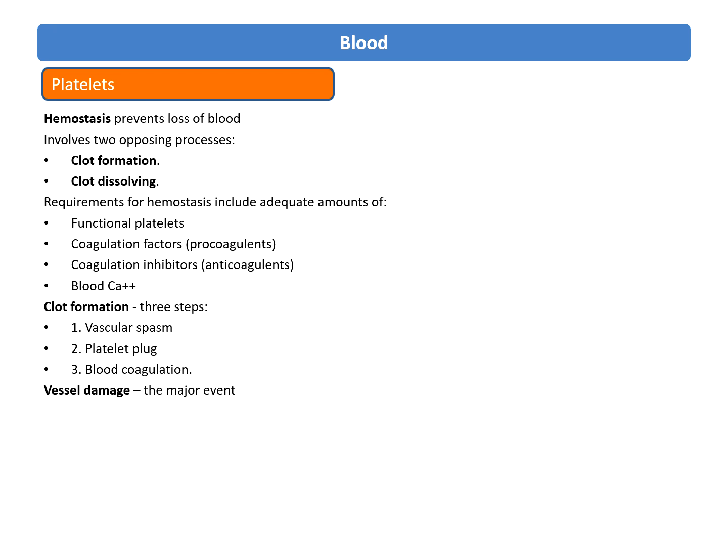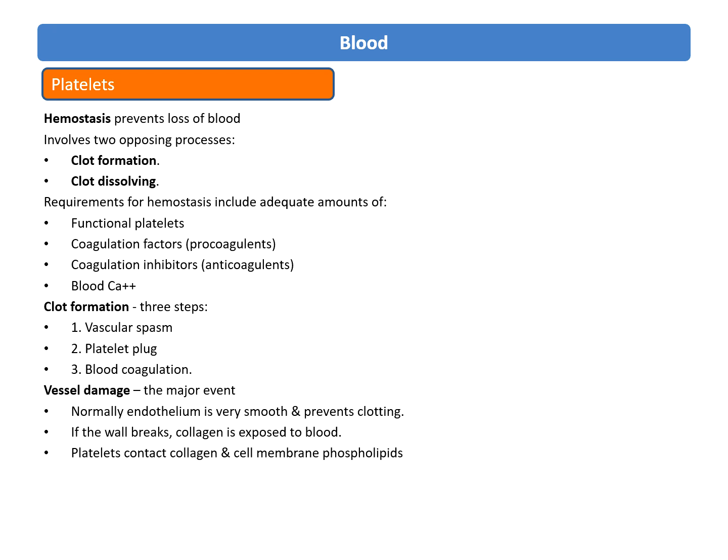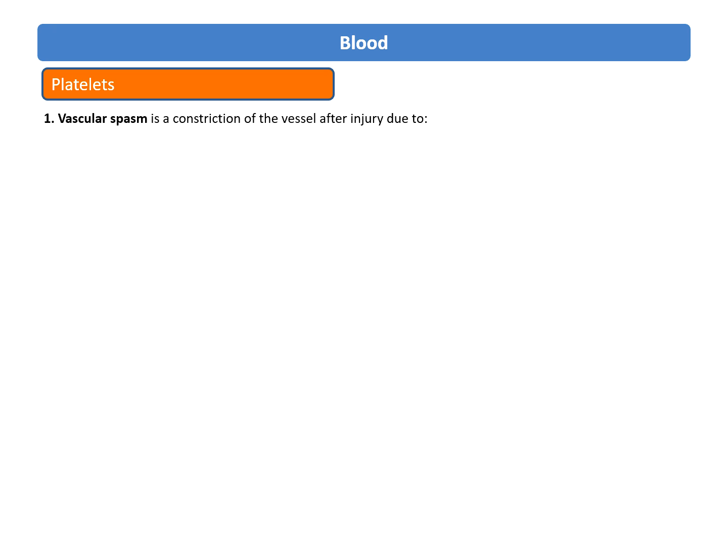Vessel damage is the major event. Normally, endothelium is very smooth and prevents clotting. If the wall breaks, collagen is exposed to blood. When the platelets contact collagen and cell membrane phospholipids, platelets then release their contents.